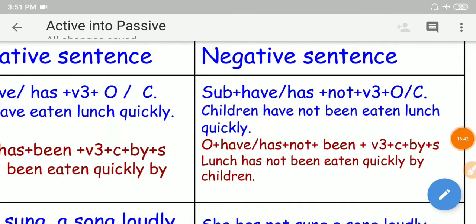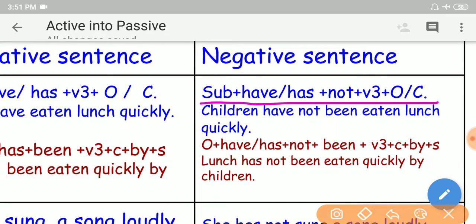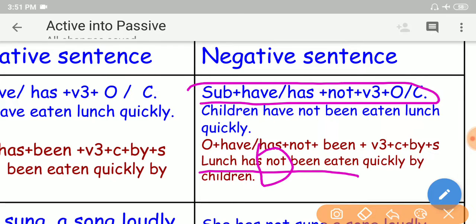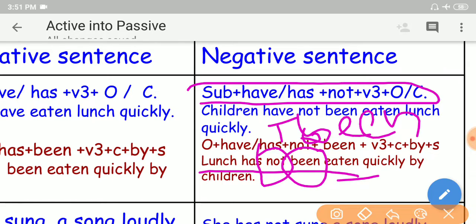So let us go and learn the negative present perfect tense. So the formula of negative present perfect tense is subject plus have or has plus not plus V3 plus object or complement. Children have not eaten lunch quickly. Same here we need to use. Lunch has not been eaten. Has is used, not is used, been, to be verb is used, eaten. So for present perfect we must use been as to be verb, my dear friends.